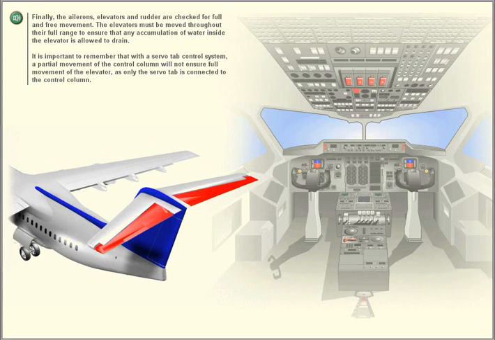The elevators must be moved throughout their full range to ensure that any accumulation of water inside the elevator is allowed to drain. It is important to remember that with a servo tab control system, a partial movement of the control column will not ensure full movement of the elevator, as only the servo tab is connected to the control column.